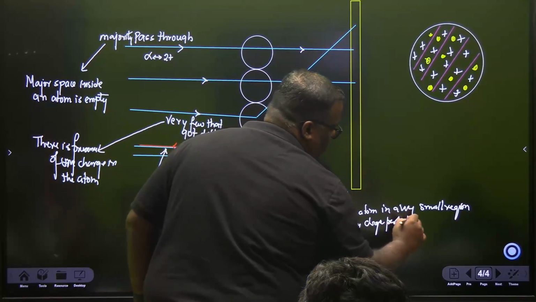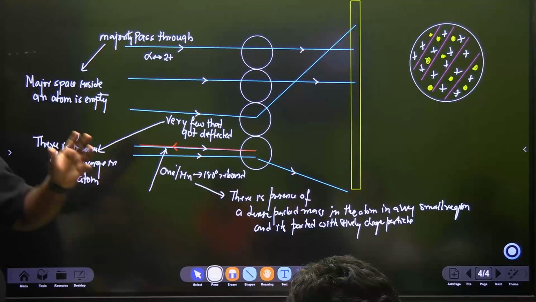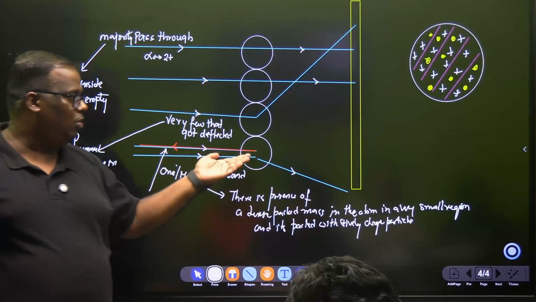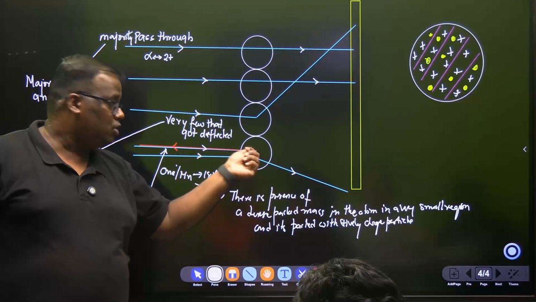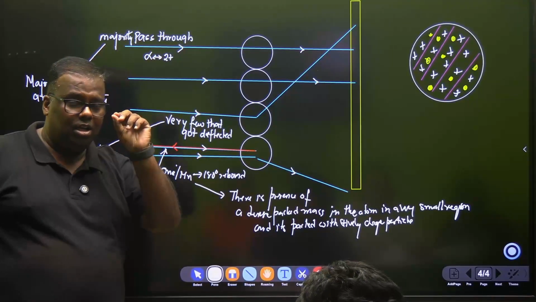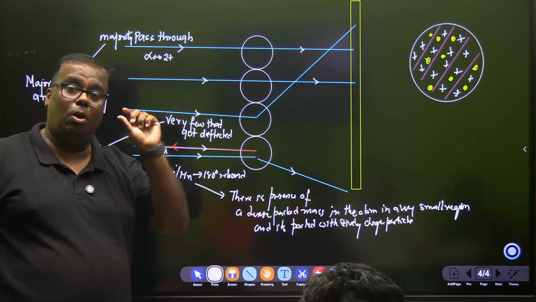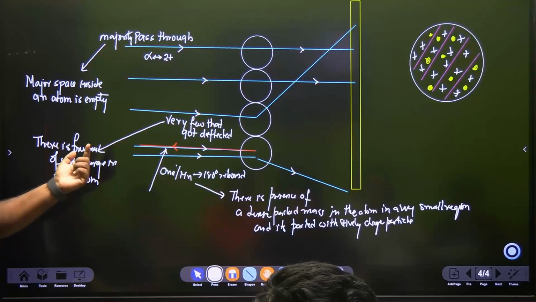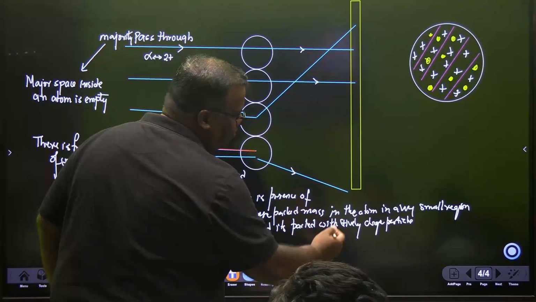See, proton was known before he did this. And protons were supposed to be much heavier than electrons. So you getting rebounded back, and that too 1 in a million, means that zone is very, very small. But it's small and very compact, that if you hit it, you undergo a complete 180 rebound. Okay, and there is presence of a dense packed mass in the atom in a very small region.